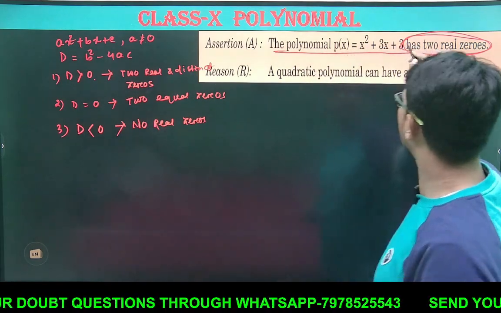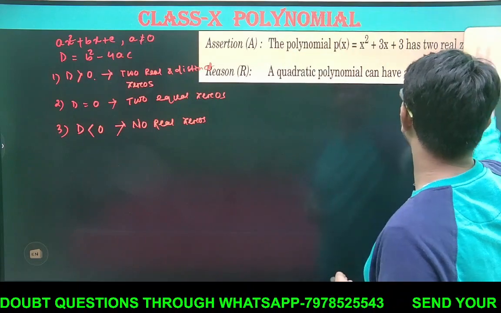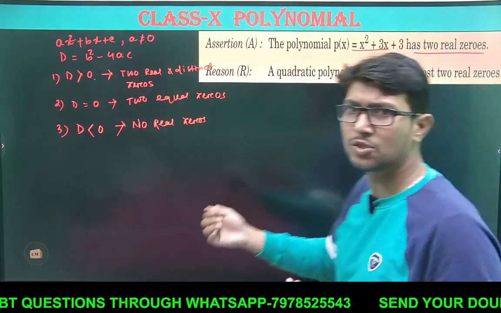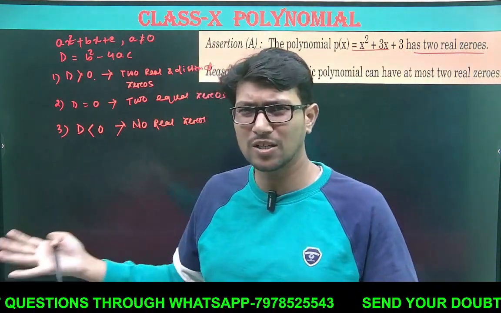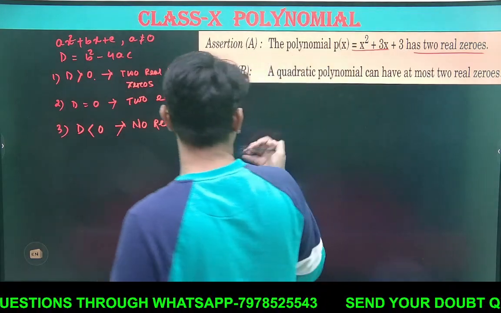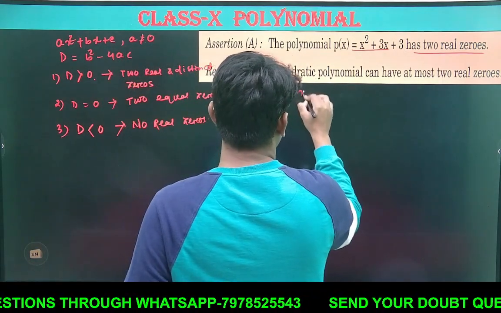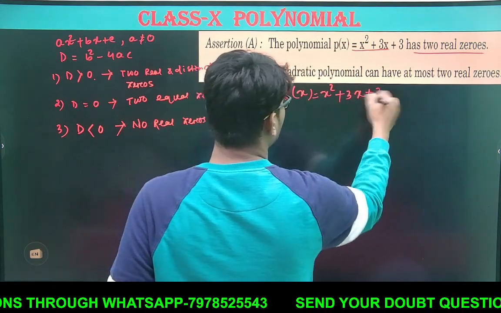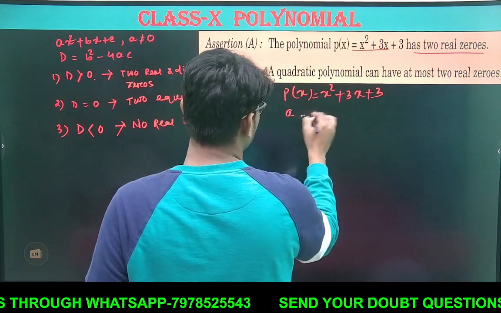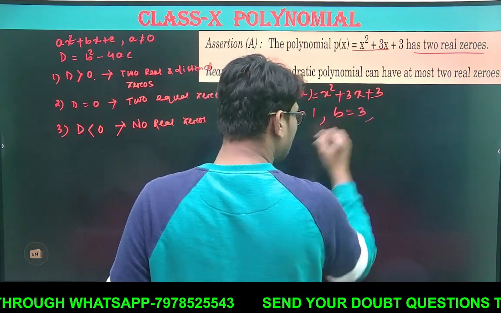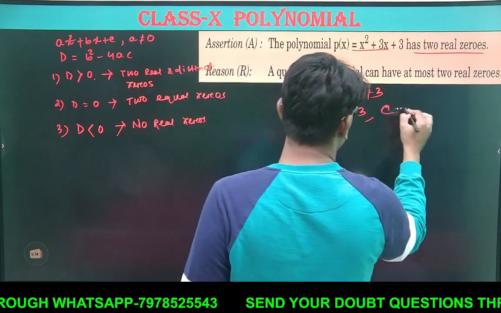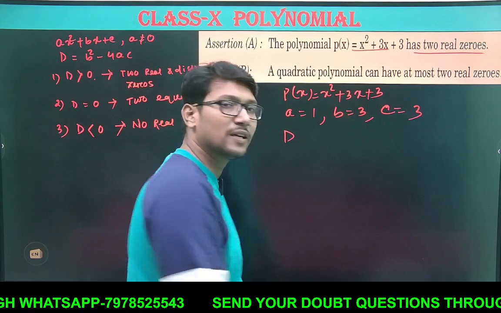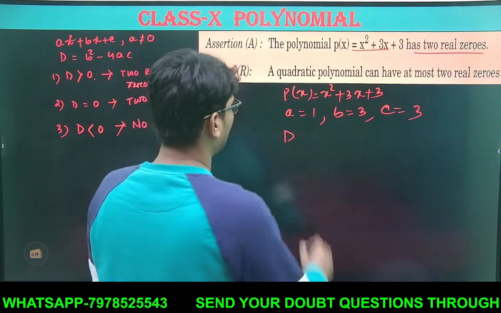So let us check for this polynomial. It is saying it has two real zeros. Two real zeros means two distinct real zeros. Let us see what the value of D is here. For the polynomial x square plus 3x plus 3, the value of a is 1, b is 3, and c is 3, right everyone? So now let us find out the value of D.